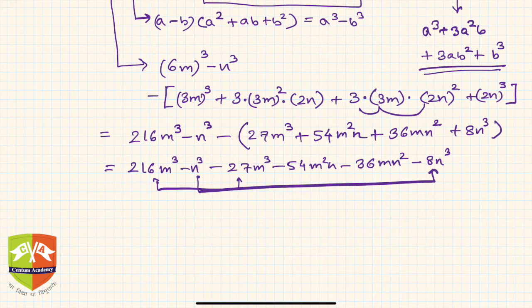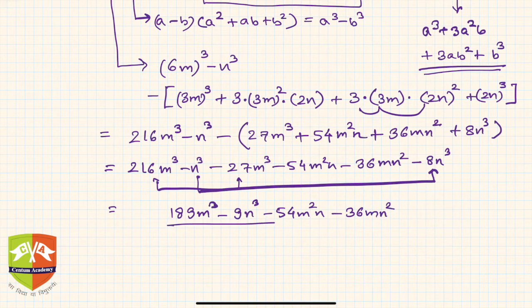So if you simplify them, you will get 216 m cube minus 27 m cube is 189 m cube, then minus n cube minus 8 n cube will be minus 9 n cube, and the remaining terms as they are because there are no more like terms, isn't it? So this is the most simplified form of the given expression. This happens to be a cube, right? This is how you have to solve this problem.